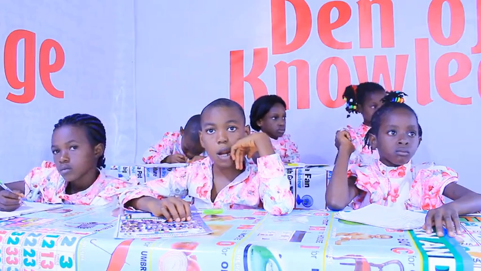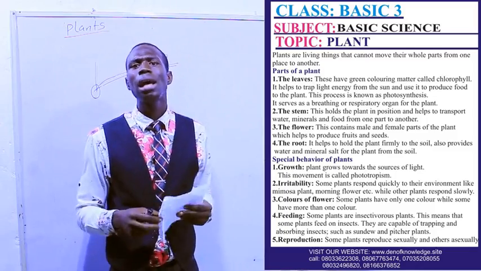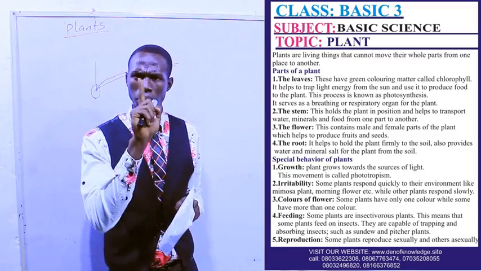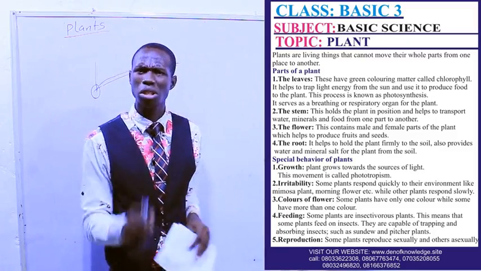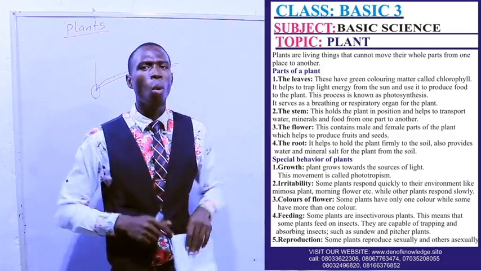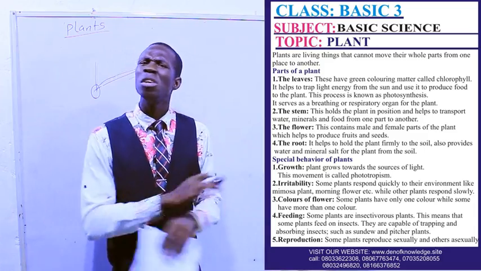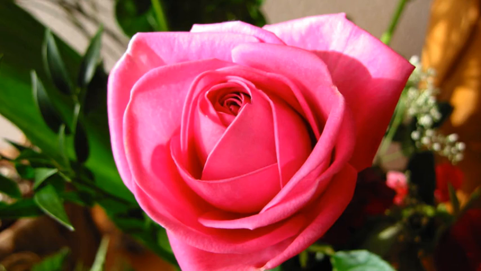The next one is colors. Colors of flowers. Some plants have just one color. That is, some plants, their flower is either yellow or red. That is just one color. While some have different colors. You can see a plant like lily of the valley, rose flower. You know rose flower, there's red, white, green, yellow, many colors.